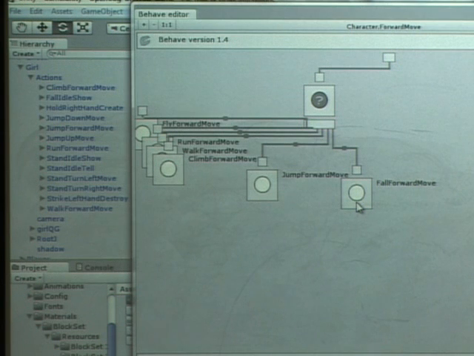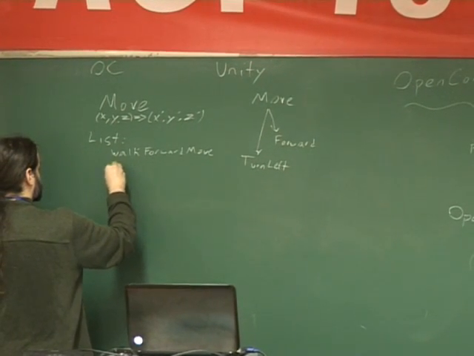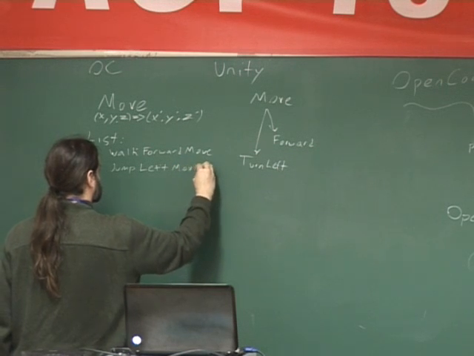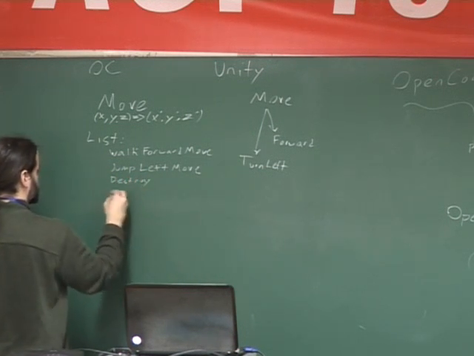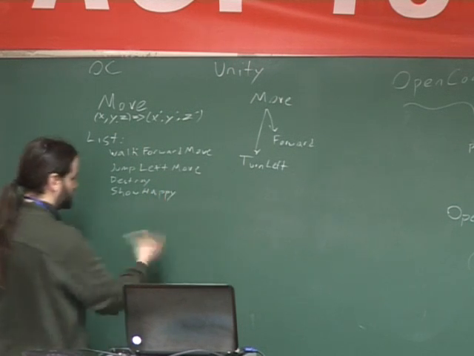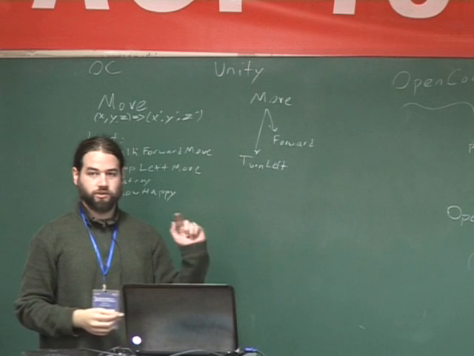So what you could do is specify on the OpenCog side more specific directions. You could give a list of particular things that you wanted to do. So if you wanted it to be a walk forward move, followed by a jump, left move, followed by, we'll just say, a destroy, and a show happy, right? You can specify an exact list of the exact lowest-level actions that you want to expose.